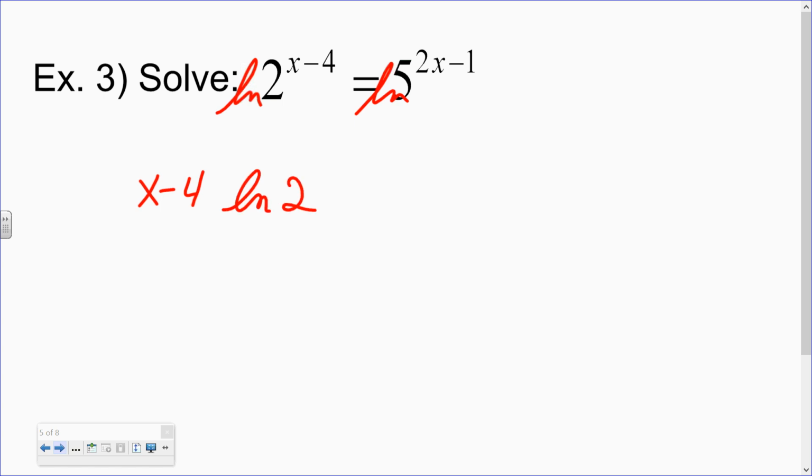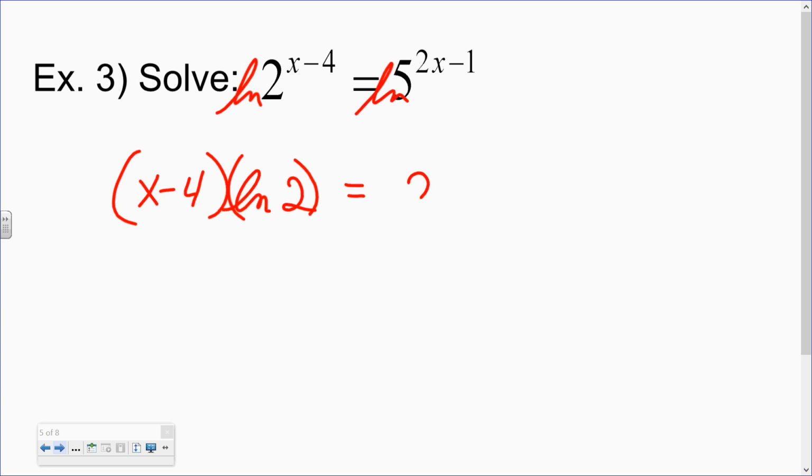Is that correctly written? And I'm glad to see some heads shaking no. Tell me why this is not written correctly, Morgan. This means x minus only the 4 times the natural log. But it's x minus 4 both getting multiplied by the natural log of 2. So I must have the parentheses there. And natural log of 2 is just one number. You don't have to have parentheses around it, but it is only one number.